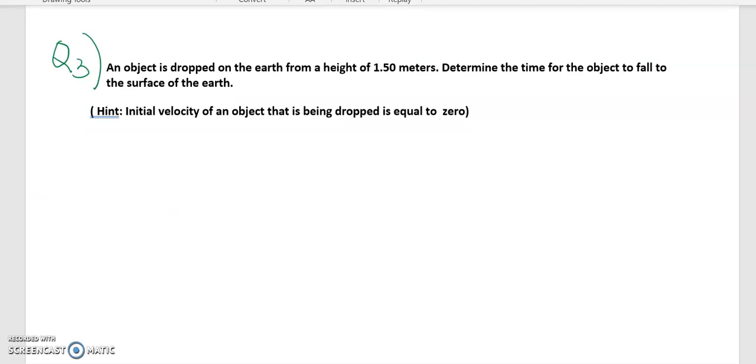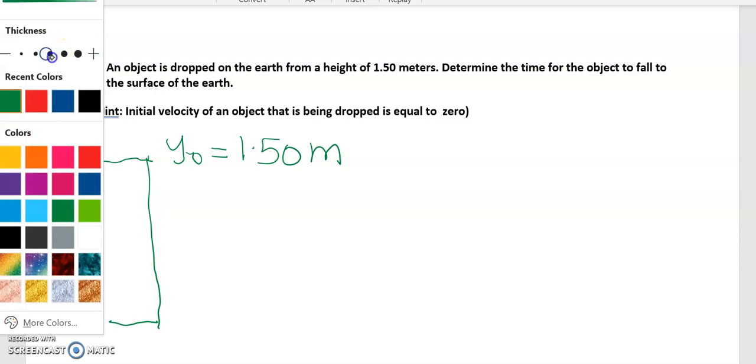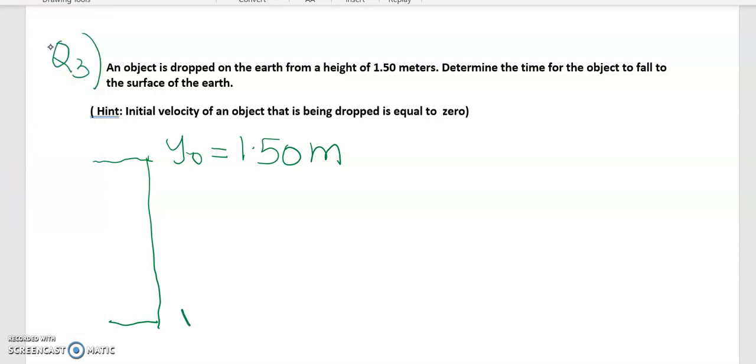As always, we need to start with a diagram. Let's assume you are on the top of a cliff and you drop the object starting from this point. So this is your y naught. Initial position is 1.50 meters. And then your final y position is equal to 0 because it reached the ground level.